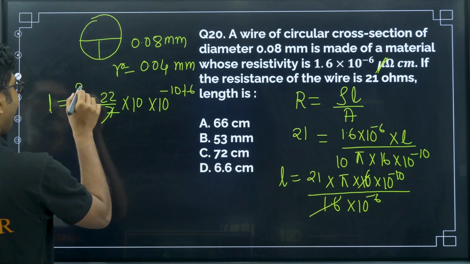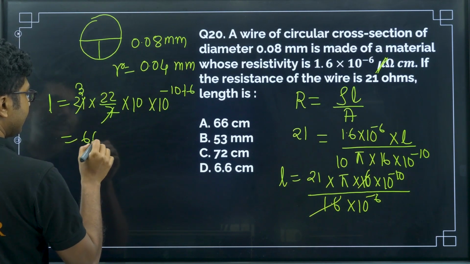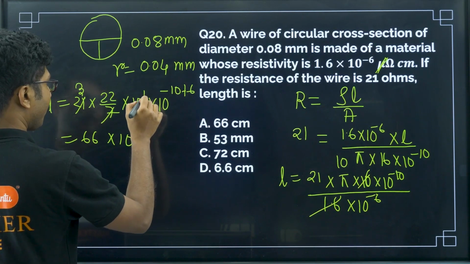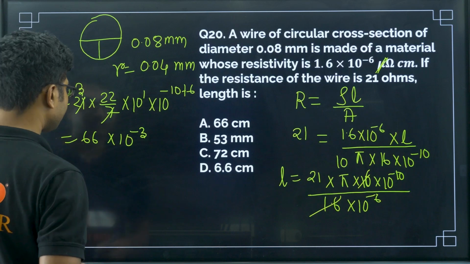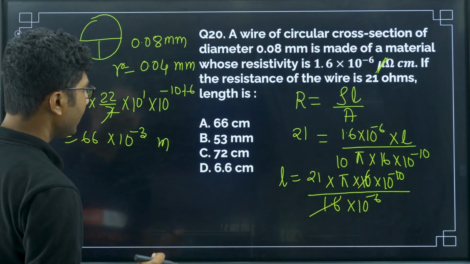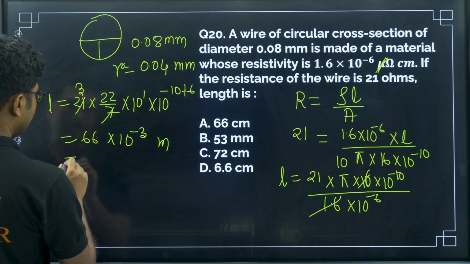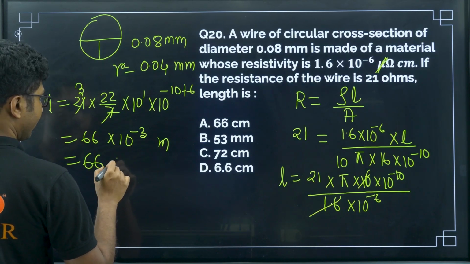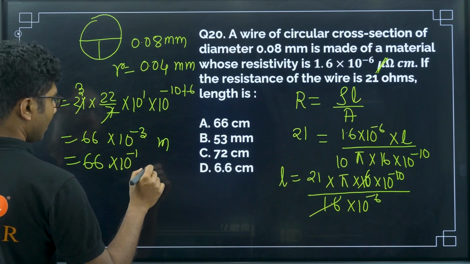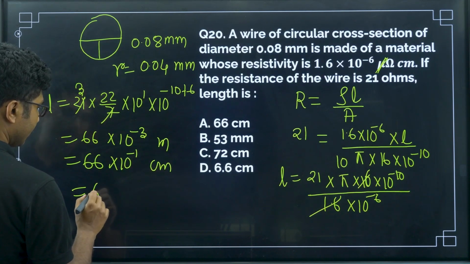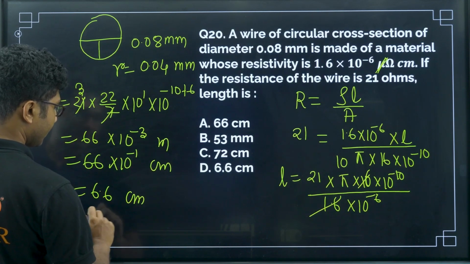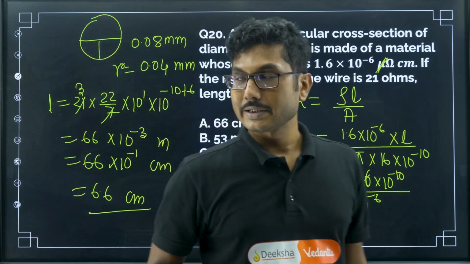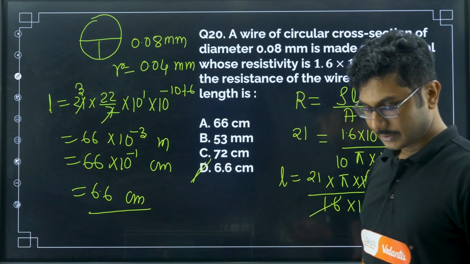So 66 times 10 to the power of minus 4 plus 1, that is minus 3. Okay, this much meters. Okay, so the correct answer is 66 into 10 to the power of minus 1 centimeter, or 6.6 centimeter. Don't get confused, many people have answered this, I know. So if you are answering honestly, you have to be careful about 10 to the powers.